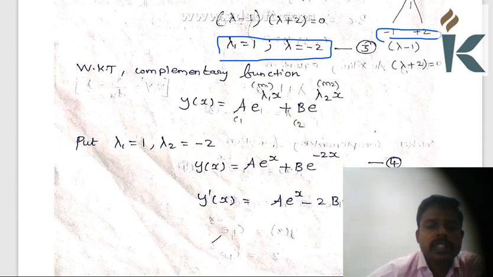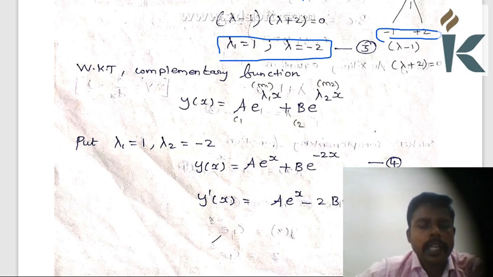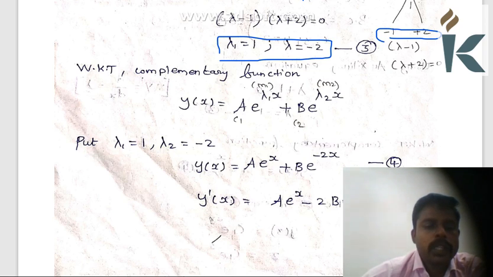Instead of c1 you have to put a, and instead of c2 you have to put b. So a into e power lambda 1 x plus b into e power lambda 2 x, that is m1x and m2x. Therefore lambda 1 is equal to 1 and lambda 2 is equal to minus 2, you have to apply here. Therefore y of x equals a into e power lambda 1 x, where lambda 1 is 1 and lambda 2 is minus 2. You have to substitute here.